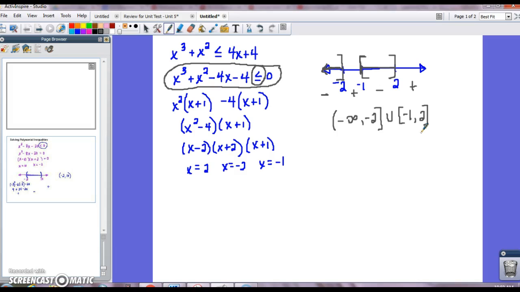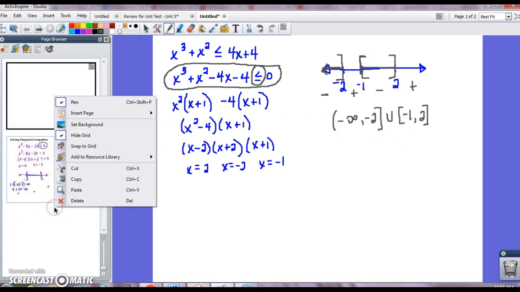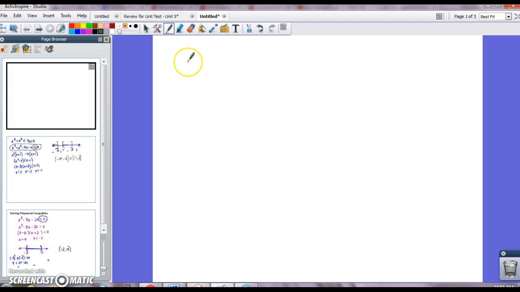So that's a quadratic inequality, a higher level, that was a third degree polynomial inequality. Let's talk about a rational inequality. It's basically the same thing, just a slight variation when you're doing this type of problem. So let's go ahead and do x plus 1 over x plus 3 is greater than or equal to 2.